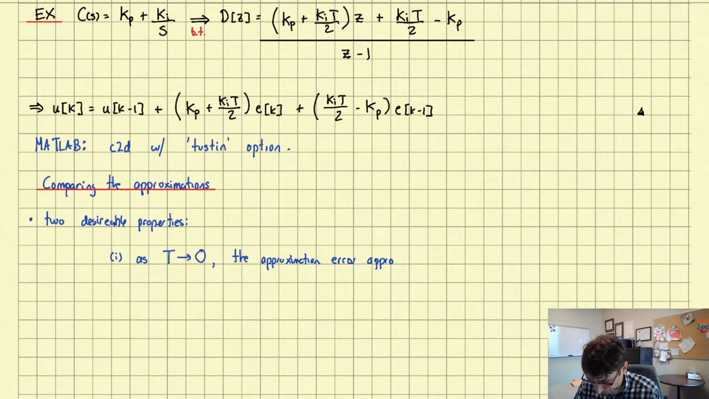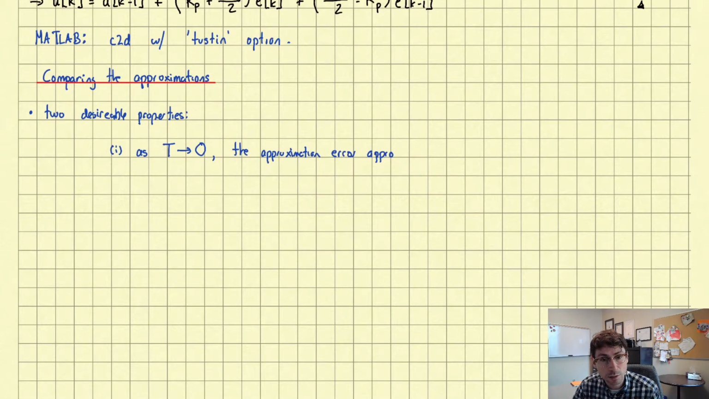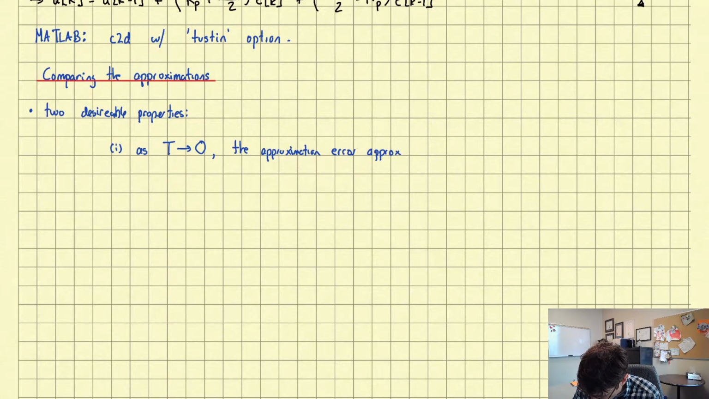We're doing this discrete time approximation, and one of the properties that we said is that the approximation error should go to 0 as T gets small. So the approximation error approaches 0.